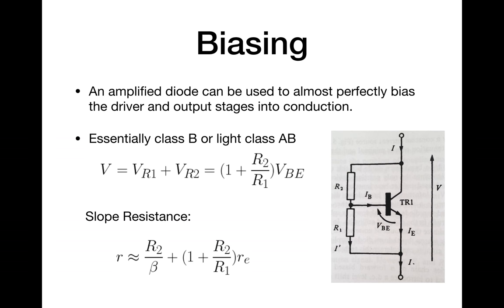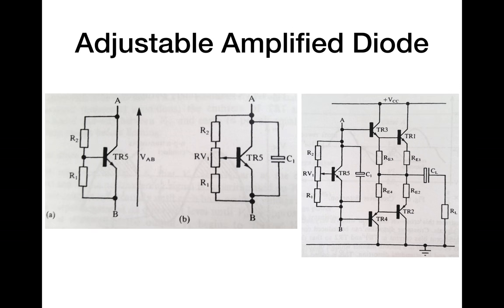So you want to be careful that that slope resistance isn't too high, or it will need to be bypassed. Otherwise, it will reduce the gain and increase the distortion in your voltage gain stage. So we'll get to that in a moment. The way you make it adjustable is you simply put a potentiometer on the base, in figure B right there on the left. And on the right, that is the amplified diode being implemented and bypassed with a capacitor.